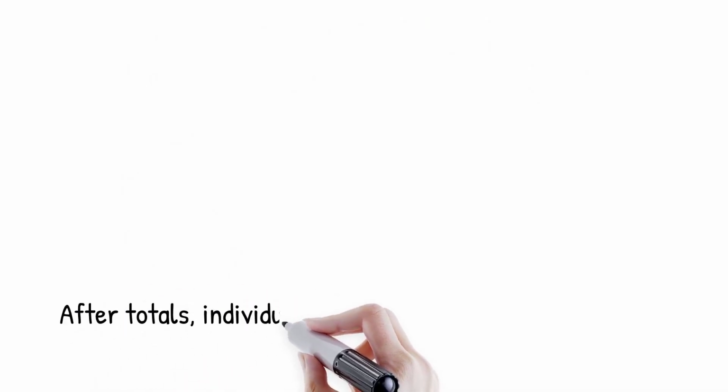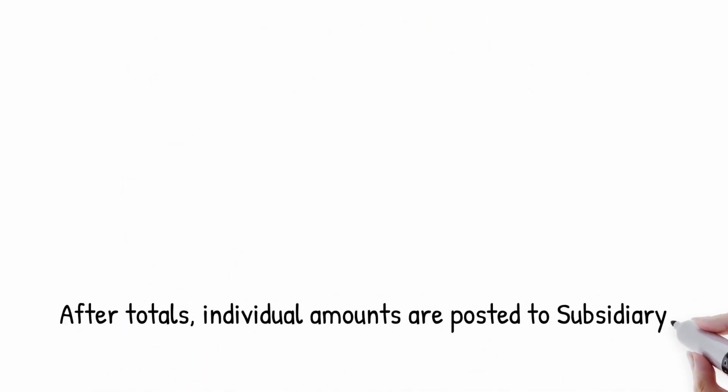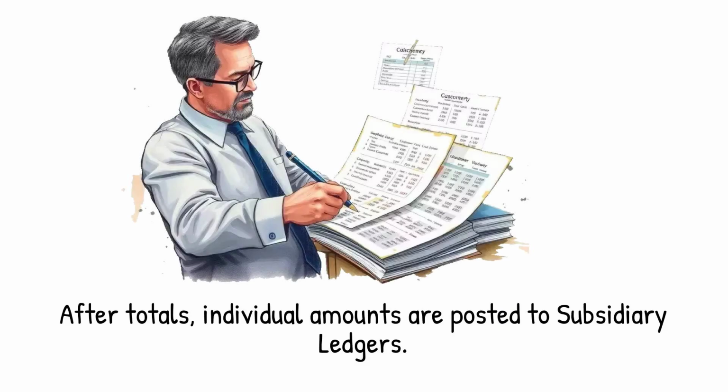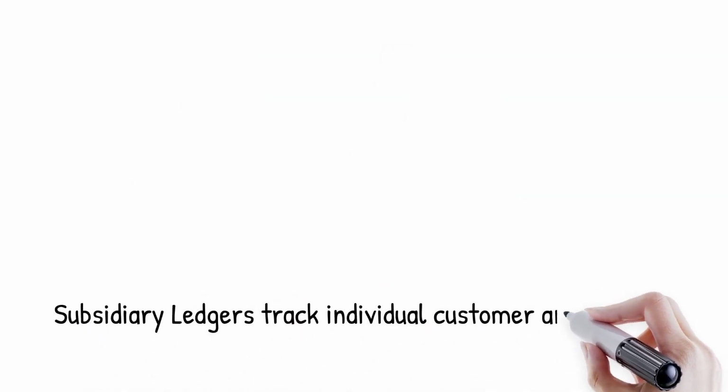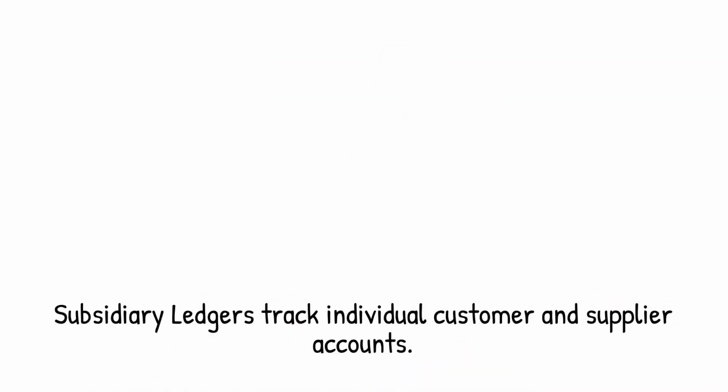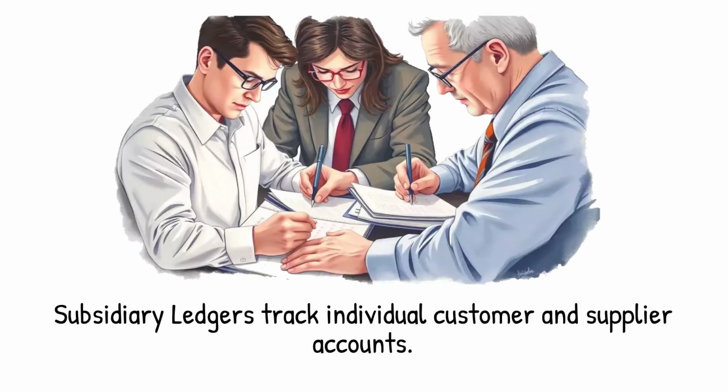After posting the totals, it's time to focus on the individual amounts recorded in each journal. These amounts need to be posted to the subsidiary ledgers. Subsidiary ledgers provide the detailed breakdown for accounts such as accounts receivable and accounts payable. By updating these ledgers, you'll keep track of individual customer or supplier accounts, ensuring accurate and up-to-date records.